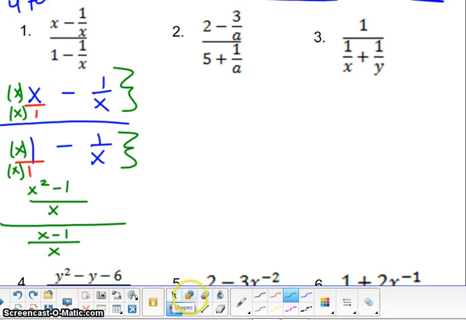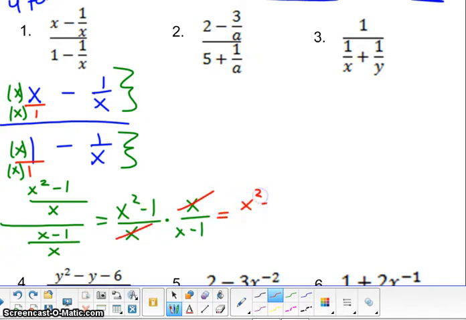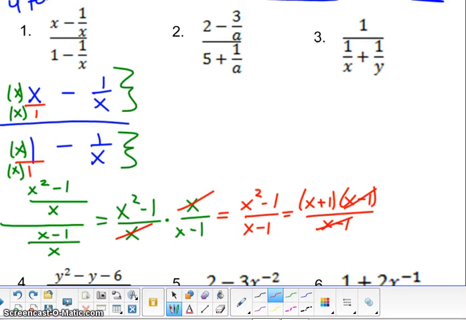Now we're going to leave, change, flip. And we have x squared minus 1 over x multiplied by the reciprocal, x over x minus 1. So what ends up happening is the cross cancel will make those x's go away, and then you're left with x squared minus 1 over x minus 1, and we should always leave our answer in factor form. The top is difference of 2 squares, and the bottom is just x minus 1. Those are all products, so we can cancel it out for a final answer of x plus 1.